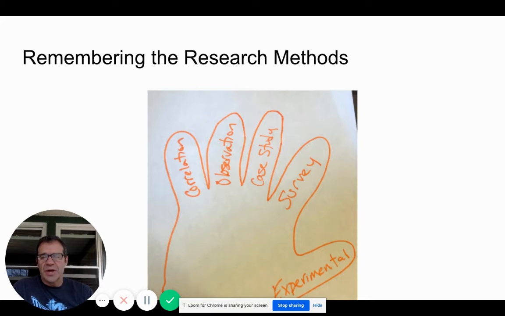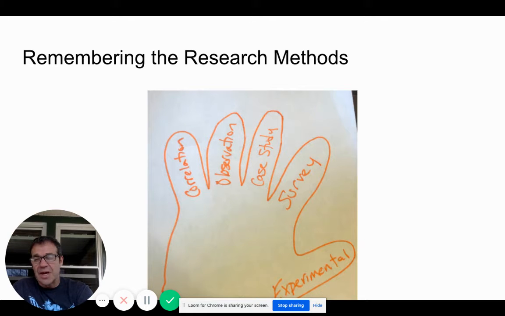So hopefully you have your hand written down. Now, three of these go together, the three in the middle. So observation, case study, and survey go together. They're types of descriptive research, we call them. You don't have to worry a lot about the notes. We'll be taking these piece by piece, okay, right now. But this is all you need. The two that are different than the other three are correlation and experimental. So let's talk a little bit about those and why I put them where I put them.